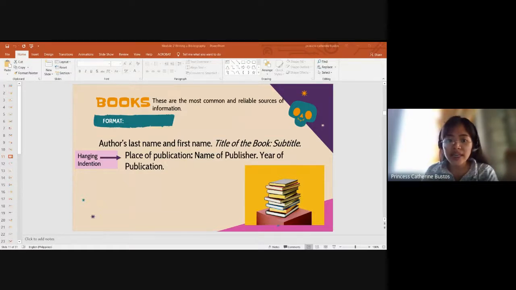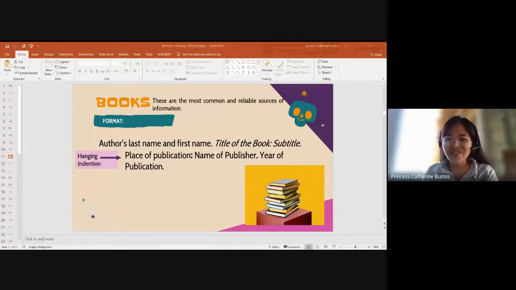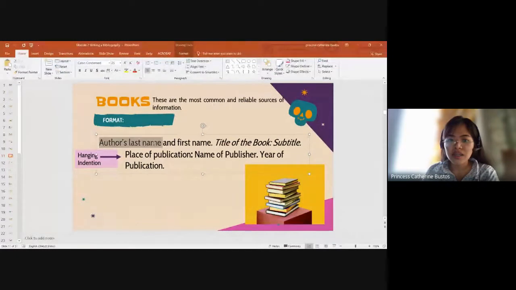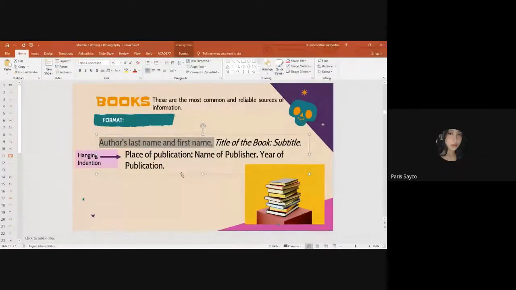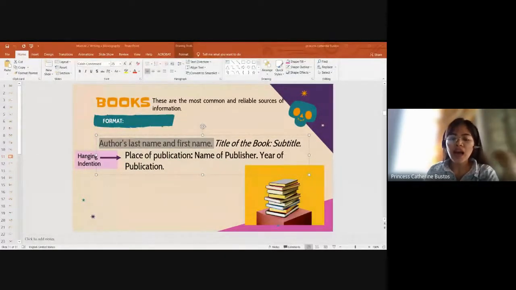That's why we have here different parts of your book bibliography format. First one is, what is the first information that we need to put in your bibliography? We have the place of publication. Thank you for that, but I would like you to focus on this. What is the first thing here? Author's last name and first name. Very good. Now you are holding your book, right? I want you to tell me what's the author's last name and first name from your book.